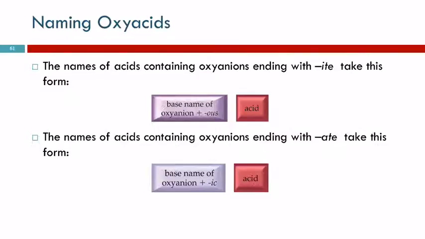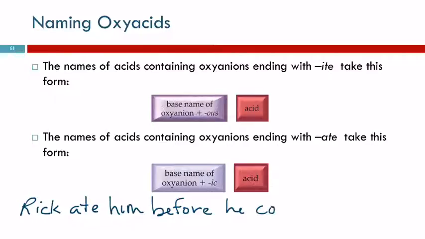So how do you remember that? This is a silly sentence that I learned. Rick ate him before he could bite us. Sounds a little violent, doesn't it? Sounds like something from Florida. Yeah, that homeless guy. Good grief. Rick ate him before he could bite us. So ite and us go together. Ick and ate go together.